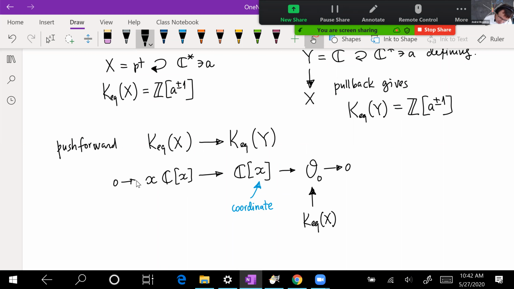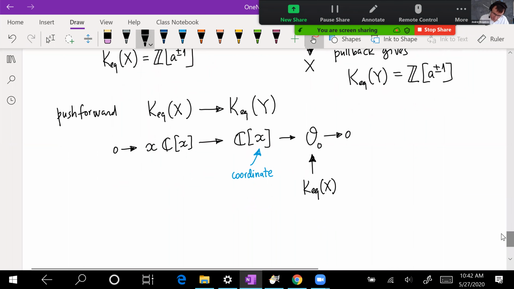So let's have this exact sequence. And in my ring here, this corresponds to this coordinate. This coordinate here has weight A inverse with respect to my A. That's the first thing you see when you do representation theory.